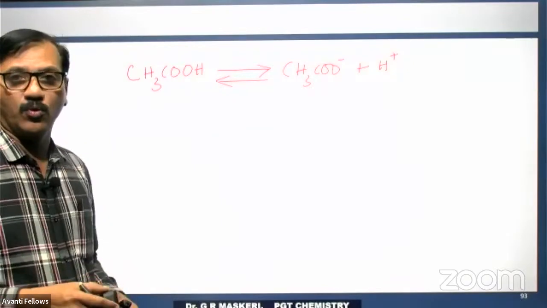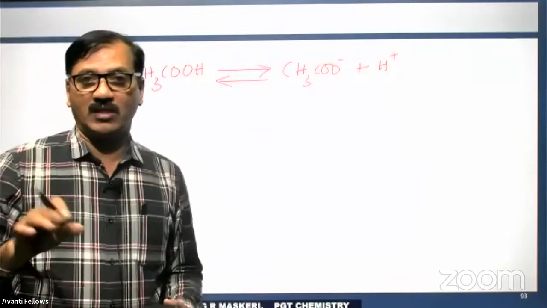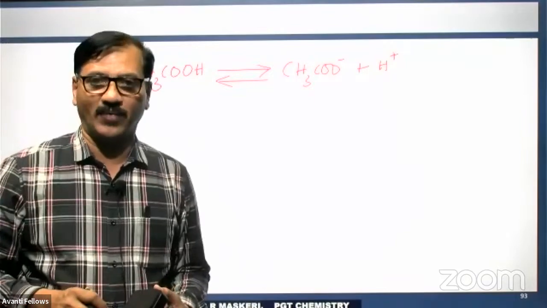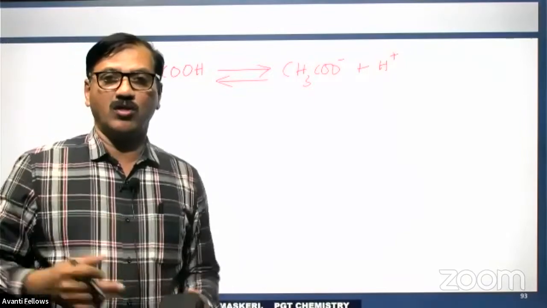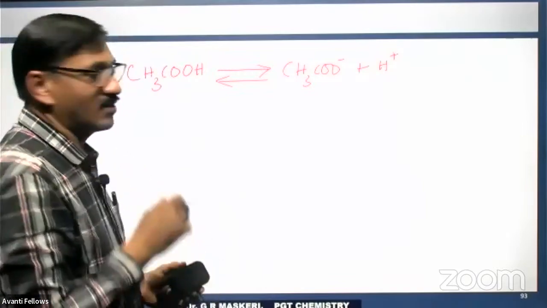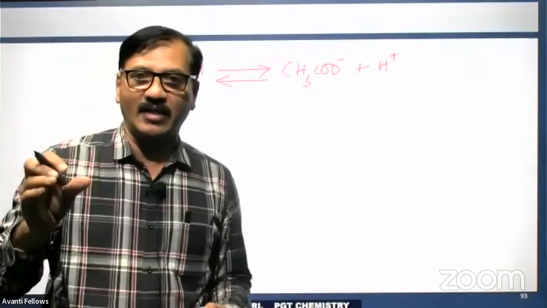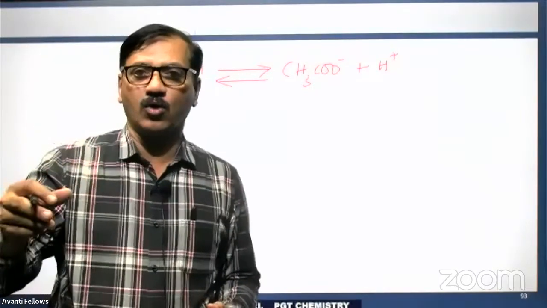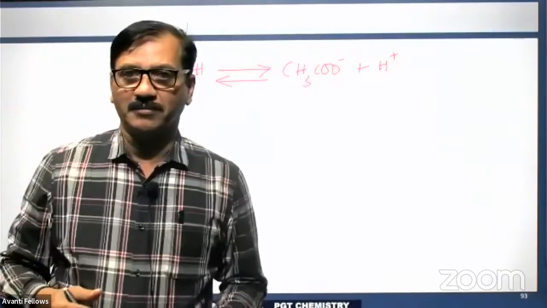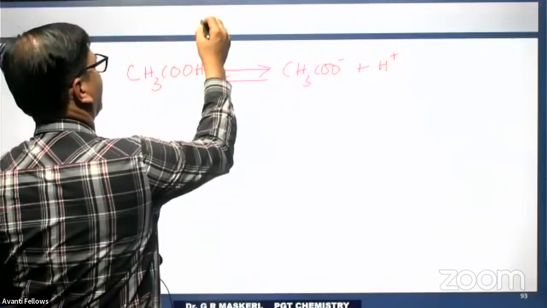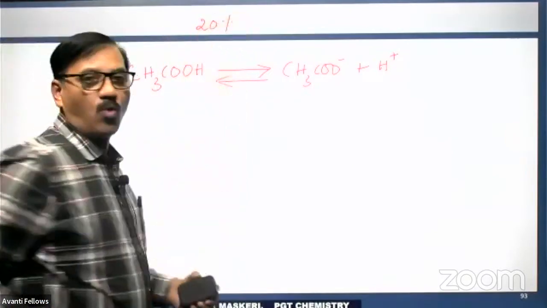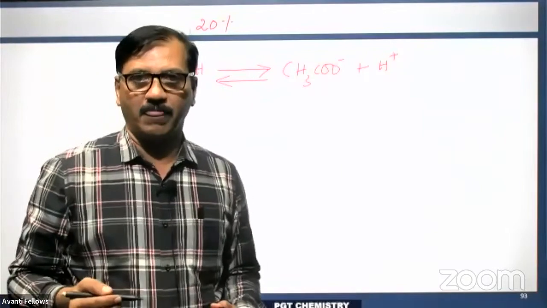For that, what do we have to do? We should know the degree of dissociation. If it is such a case, the degree of dissociation will be given. For example, the question will be asked like this: what is the van't Hoff factor for acetic acid if it undergoes 20% dissociation?